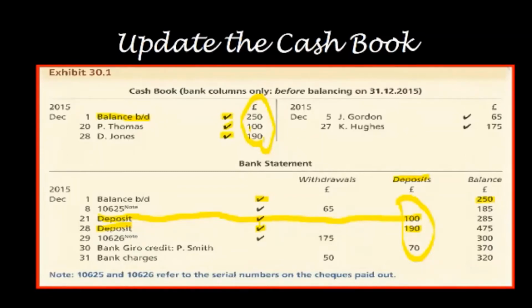So all on this side, we know this side is in the bank statement. We don't see this one, however, over here. So we know this is one of the items causing our cash book balance of 320 to be different from the balance we have here.